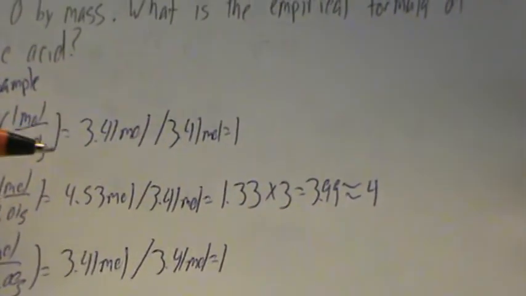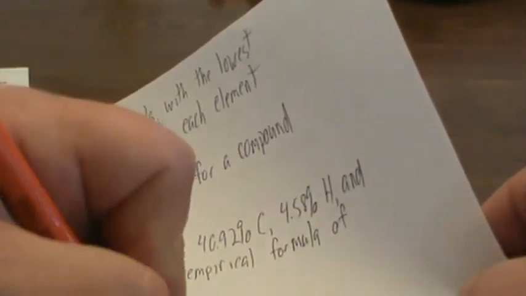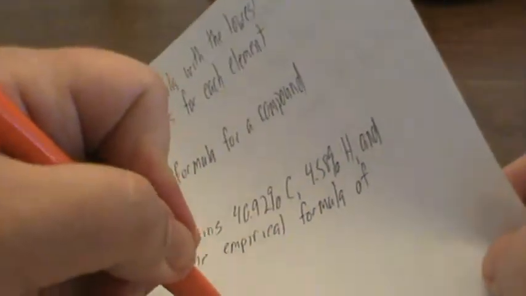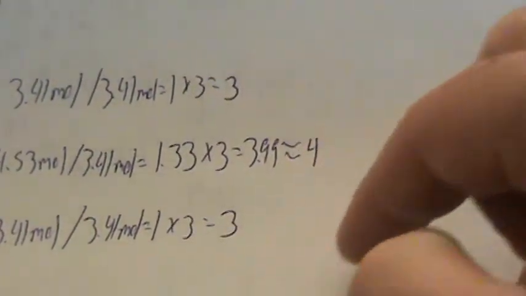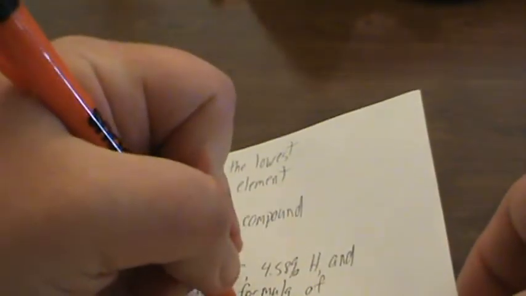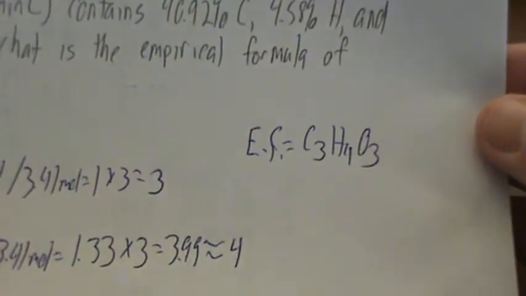Now, what we did to oxygen, since we multiply by 3, we also have to do that to the carbon and to the hydrogen. So 1 times 3 is 3, 1 times 3 is 3. And once we have whole numbers, we can figure out what our formula is going to be. Okay, so the empirical formula will be C3H4O3.